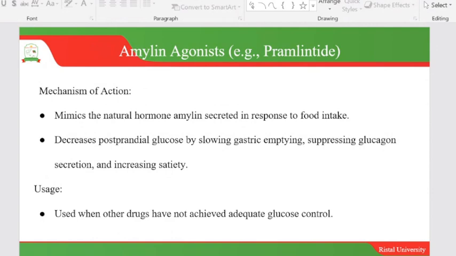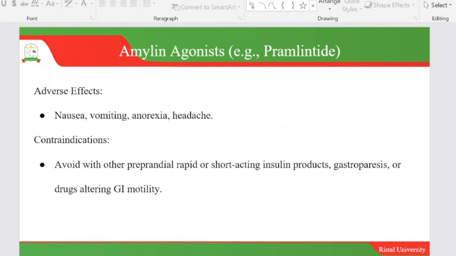The usage: these drugs are used when other drugs have not achieved adequate glucose control, when all the other drugs that we have talked about have not achieved adequate glucose control. The adverse effects include nausea, vomiting, anorexia, and headache. The contraindications include avoid use with other preprandial, rapid or short-acting insulin products. So products that allow the insulin to be released very fast in the body, to act very fast, to allow faster uptake of glucose by the body tissues should not be used together with these products. Otherwise, they will end up producing adverse side effects.